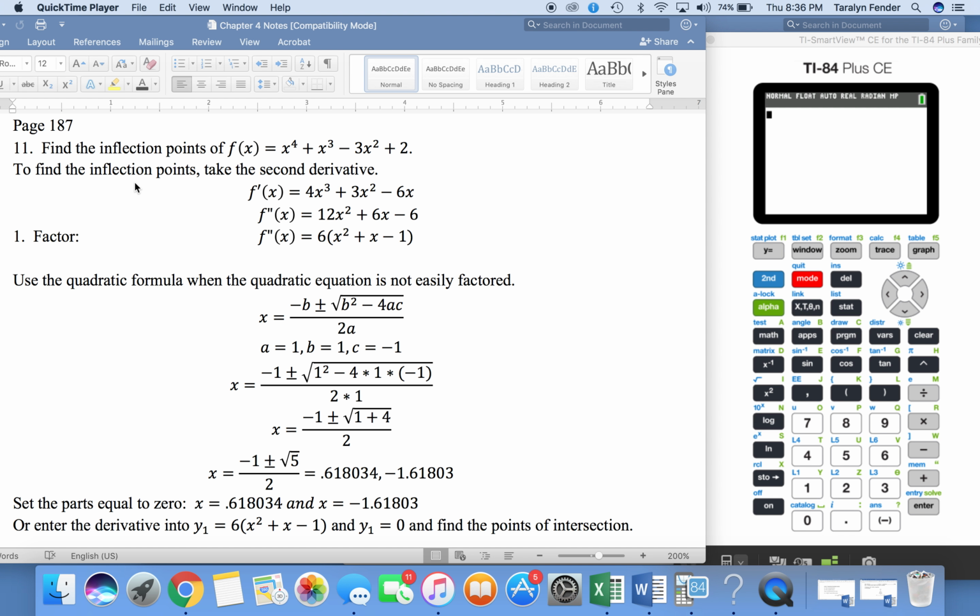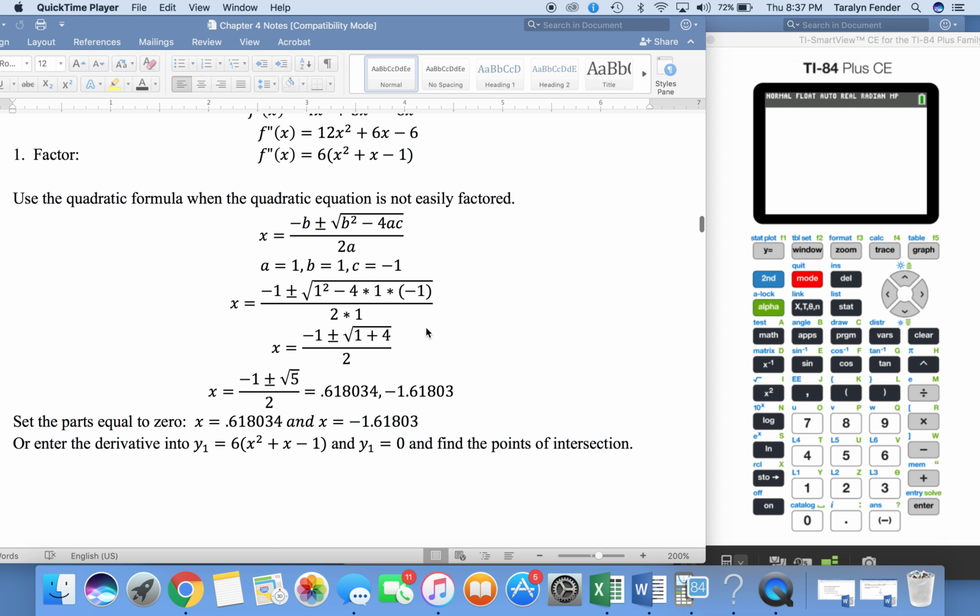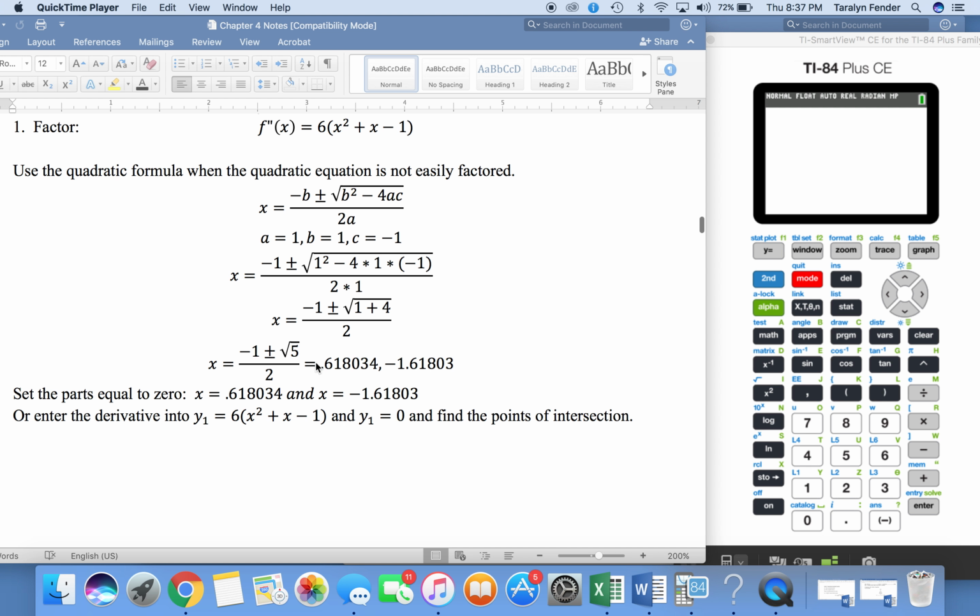And we want to find the inflection points by taking the second derivative. So if we take the first derivative, 3 times 4 is 12, x squared. 3 times 2 is 6, x minus 6. We can factor out a 6 and get this. If you get this quadratic, using the quadratic formula, we factor it and we get these values.